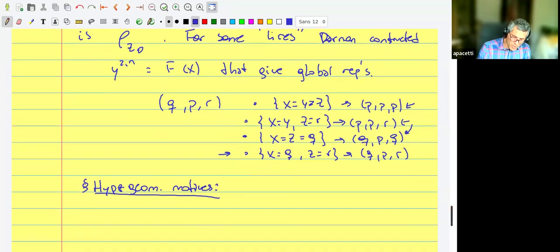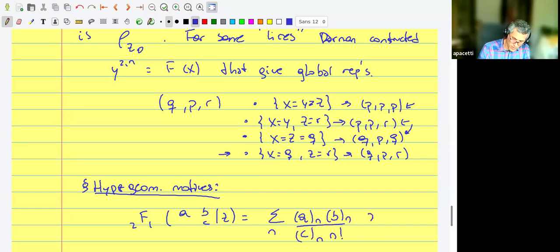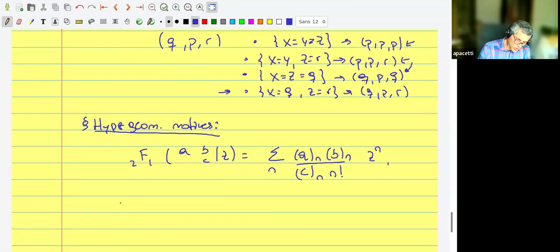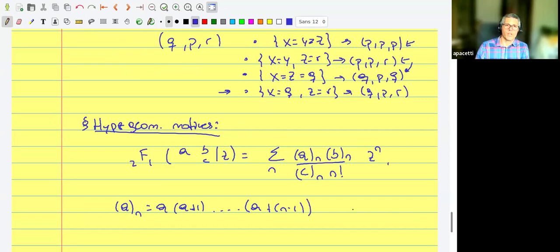Okay, so where do these hypergeometric motives start from? They start from this hypergeometric series. So choose 3 numbers and just define formally this infinite sum, where this notation is the Pochhammer symbol. This is a times a plus 1 times a plus n minus 1. Okay? It's just a sum. It's not hard to see that the sum actually is a function, it converges.